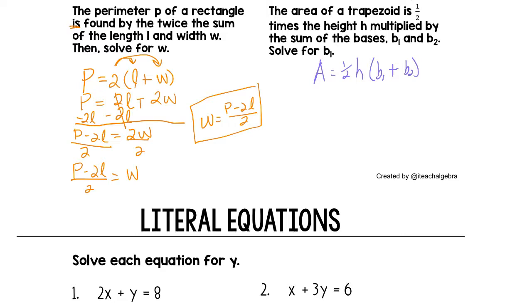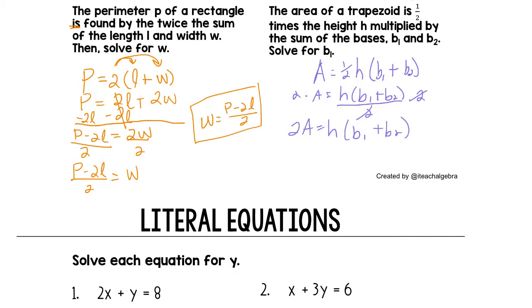Well, let's get rid of the 1/2 first. We can rewrite this equation. Instead of multiplying by 1/2, we can say it's A equals h times B1 plus B2 all over 2. It's the same thing. Multiplying by 1/2 and dividing by 2 are the same. So let's multiply by 2 on each side to get rid of that half on the bottom. It's 2A equals h times B1 plus B2.